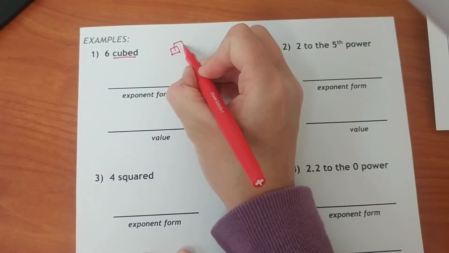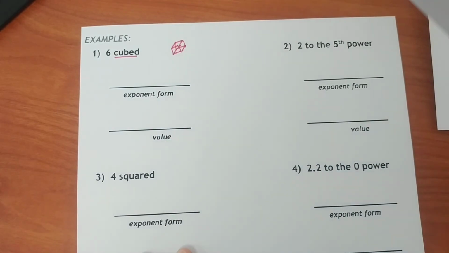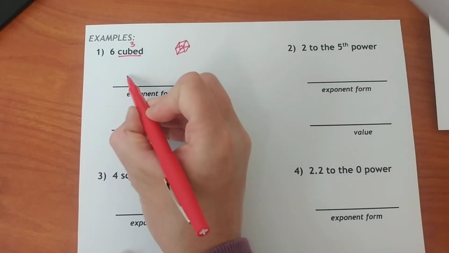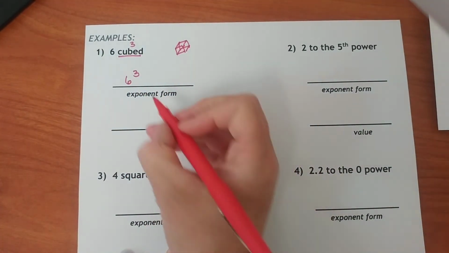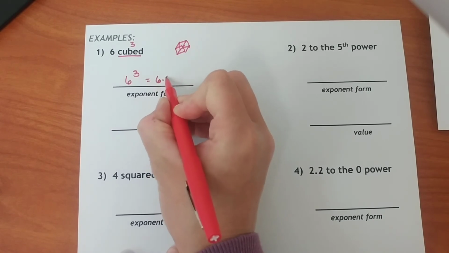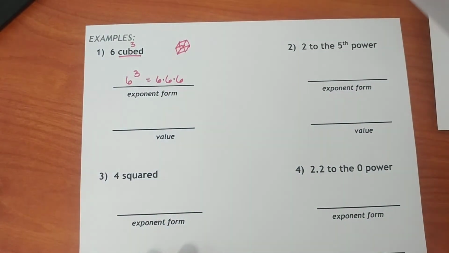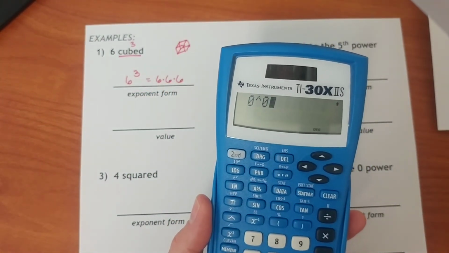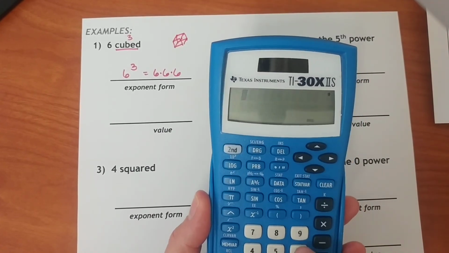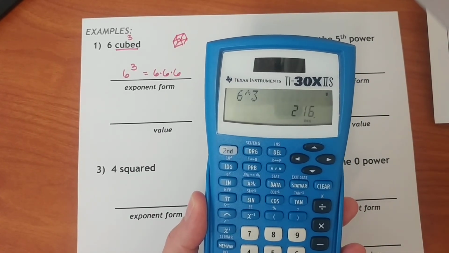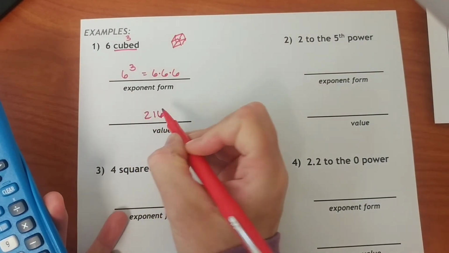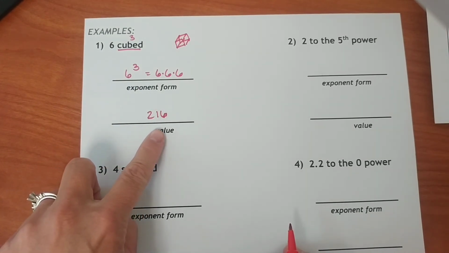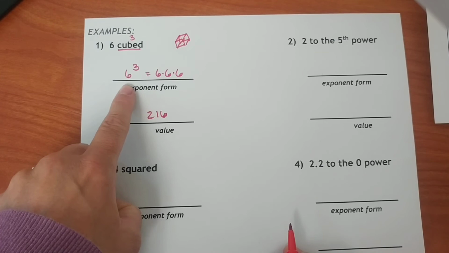Well, recall a cube has 3 dimensions, length, width, and height. So it means 3. So 6 cubed means 6 to the 3rd power, which tells us 6 times 6 times 6. Now use your calculator to figure out the value. So instead of typing in 6 times 6 times 6, I can type in 6 and raise it to the 3rd power. It's a quicker way of doing it. 216 is the value. So here I have the exponent form, and here I have the value. Exponent form just means that it's written with an exponent.